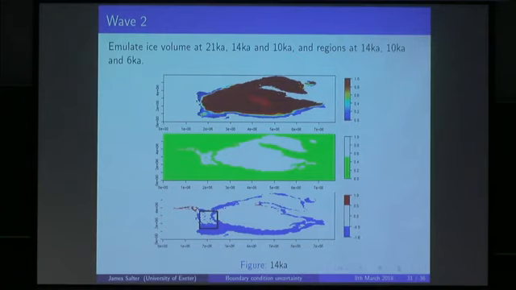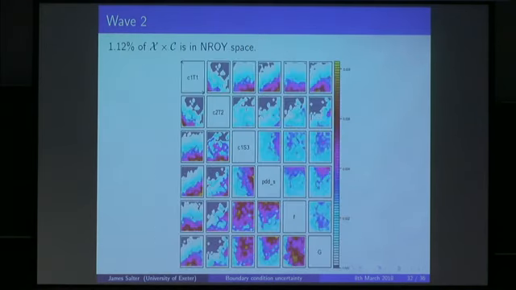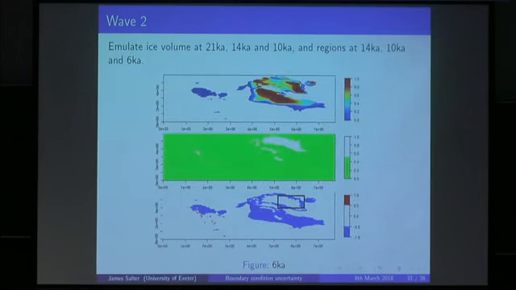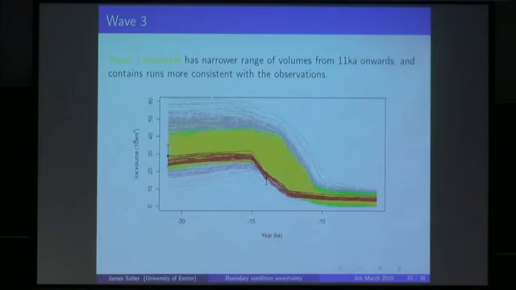We don't want to emulate the whole thing because that's a waste of time, so we're just going to emulate some of the edges where we think we can rule out things. For example, here there's generally far too much ice, so let's see if we can get rid of some of these things. And we do this at a few different time points. And so then based on emulators for the ice volume and regions again, we can cut down space again, and now we're down to about 1%. And again we sample a new ensemble of 500 members from this space.